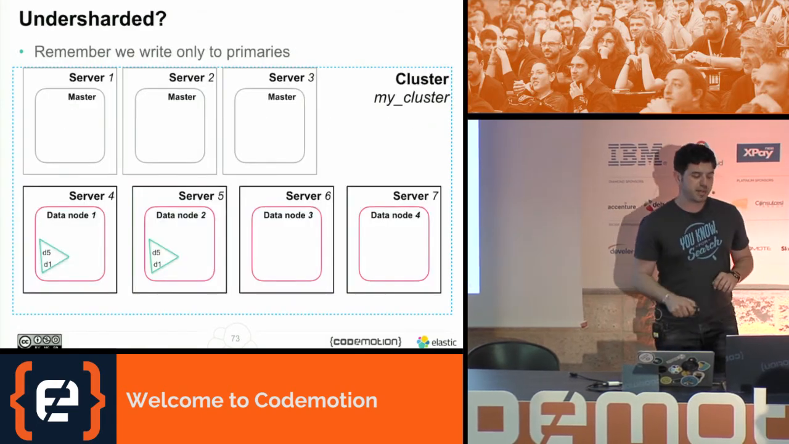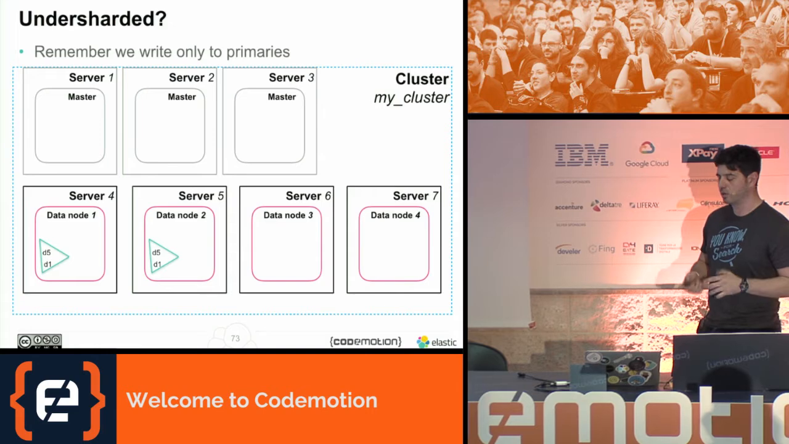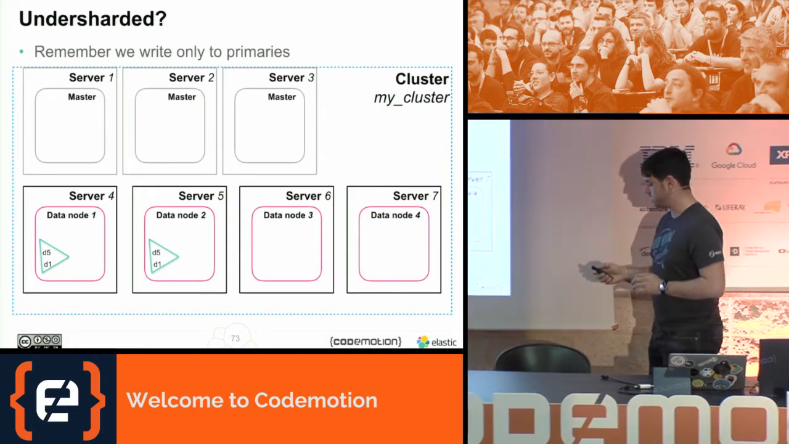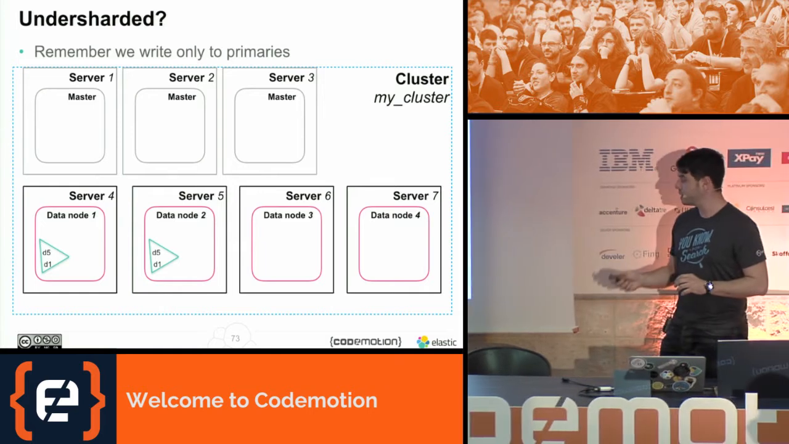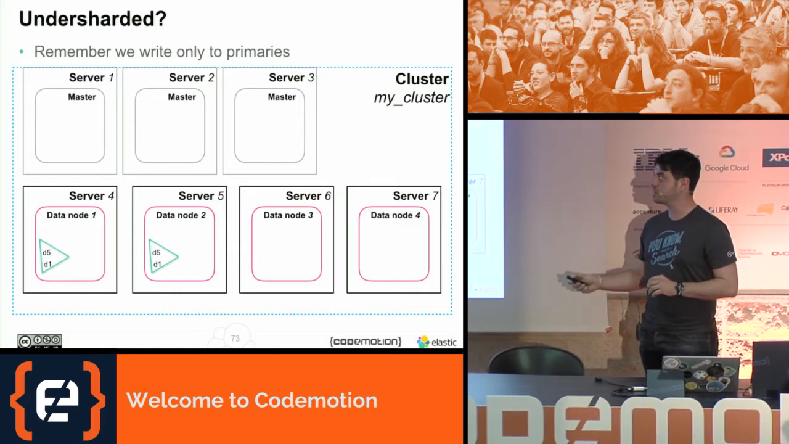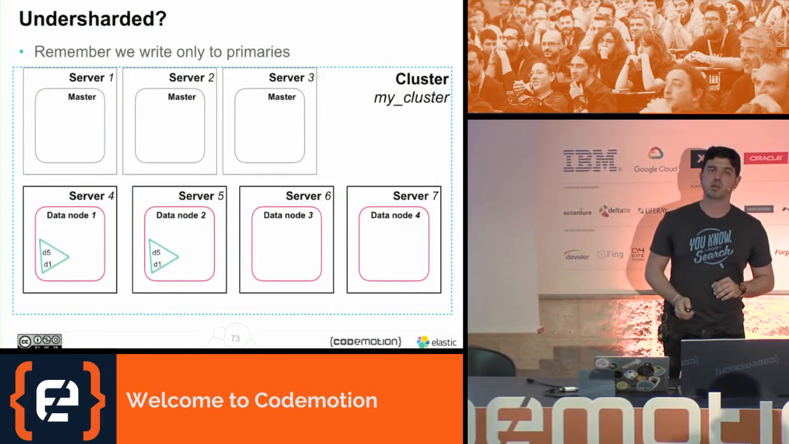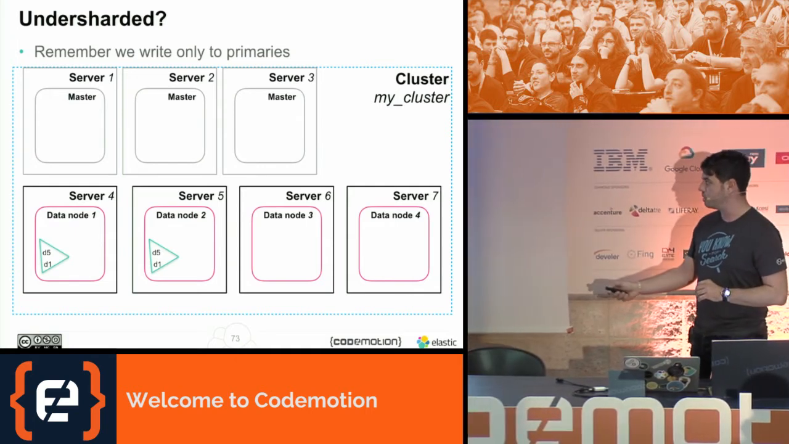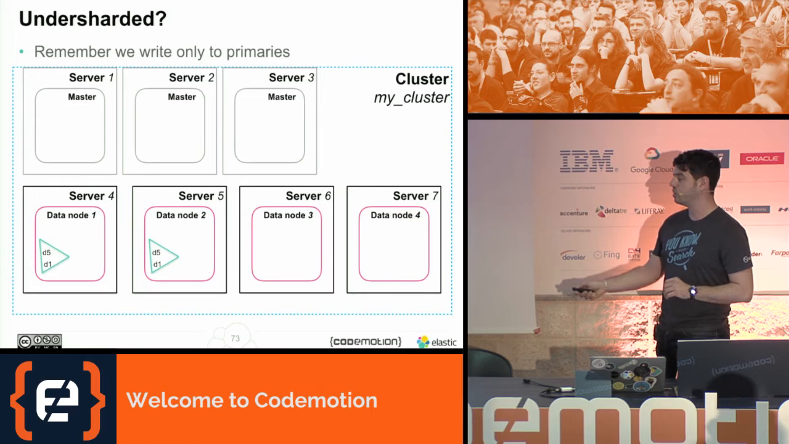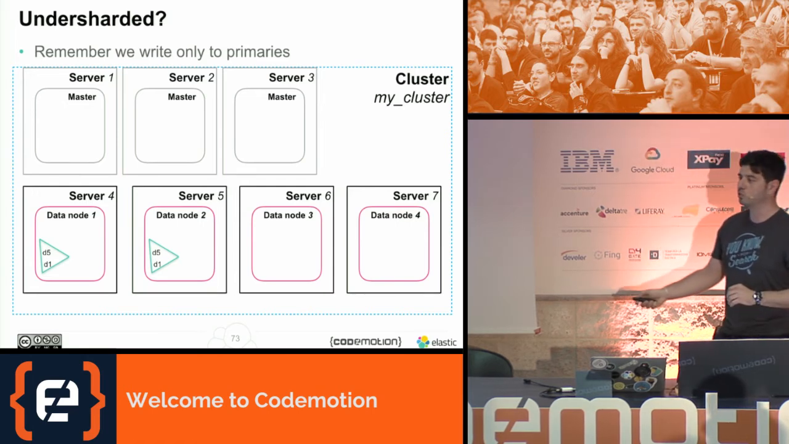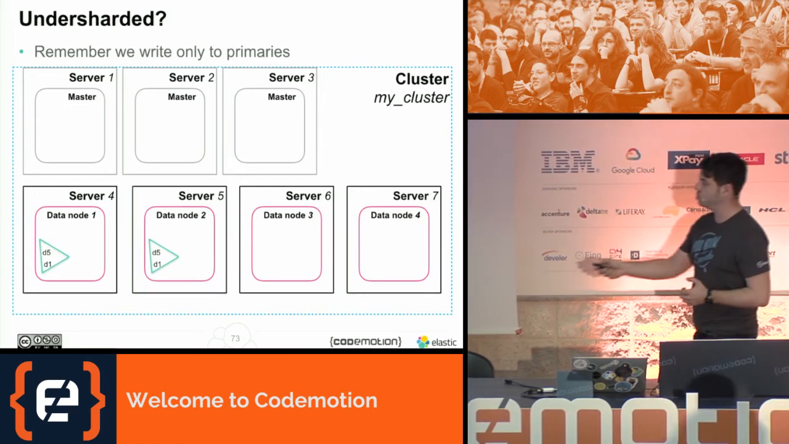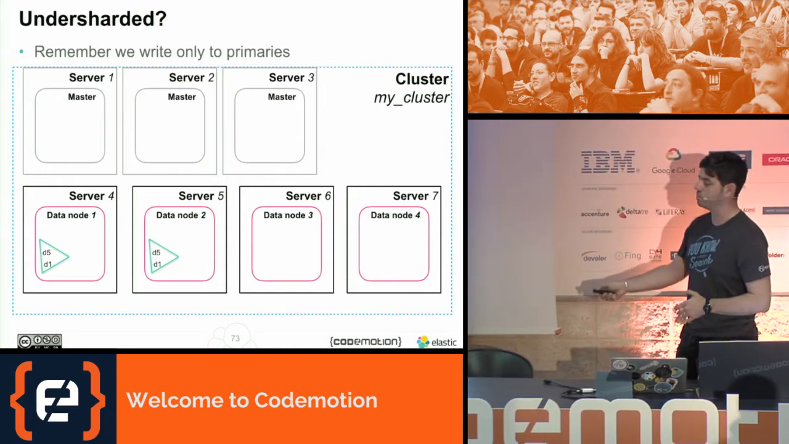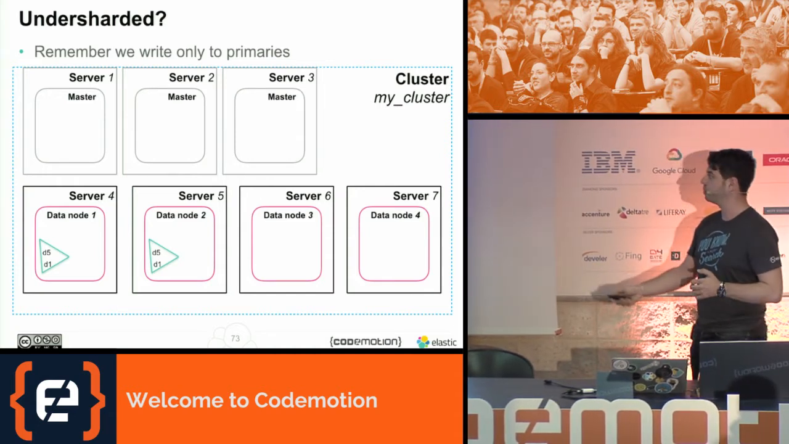If you are in the opposite scenario, imagine you're doing monthly indices, for example. Black Friday comes, and you realize you have only two primaries. If you remember, we only write to primaries. What that means is, in this case, the combined write throughput of the entire cluster is limited to these two nodes. We write only to two primaries. This could become a bottleneck. You can index only as fast as these two nodes are capable of, depending on their CPU, disk system, and so on.